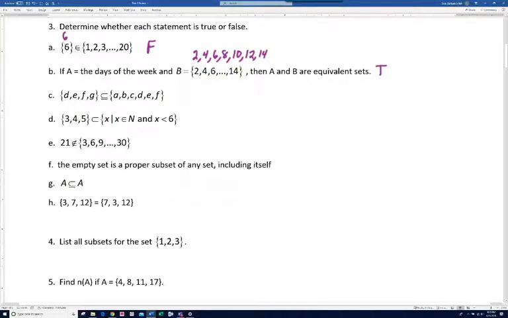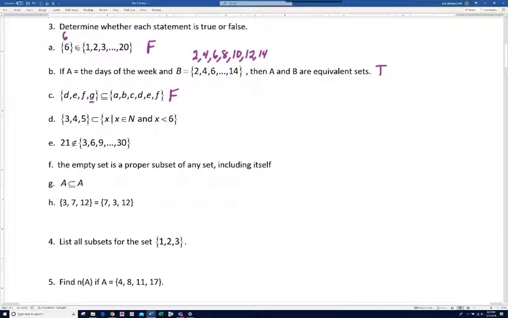All right, let's look at C. It says the set with D, E, F, and G in it is a subset of the set with A through F in it. Well, let's see. A subset would indicate that each element in the first set is also an element in the second. Well, D is in the second set, and that's true for E and F, but what about G? Notice G is in the first set, but it's not in the second, so this is not a subset. This would be false. So every element in the first set has to be an element in the second set in order for this to be a subset.